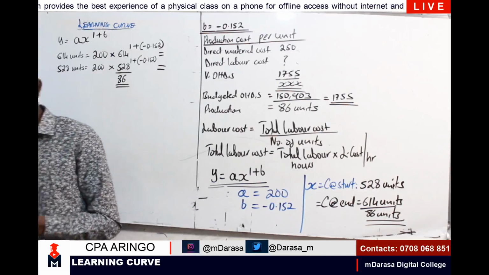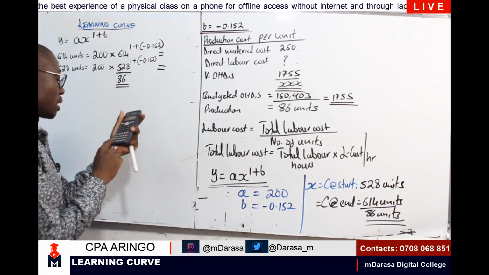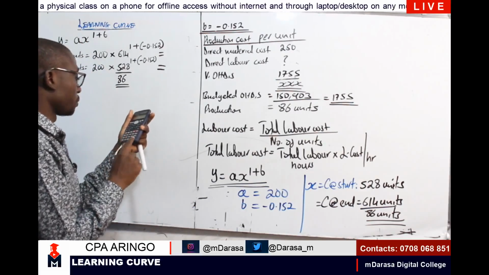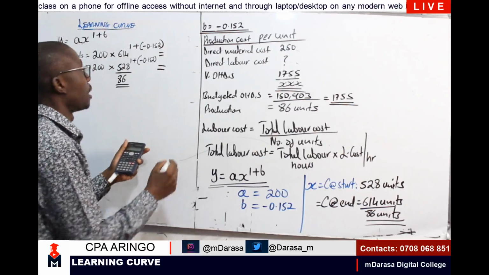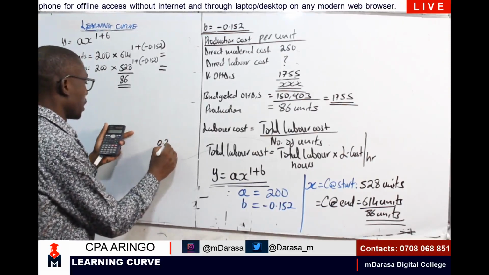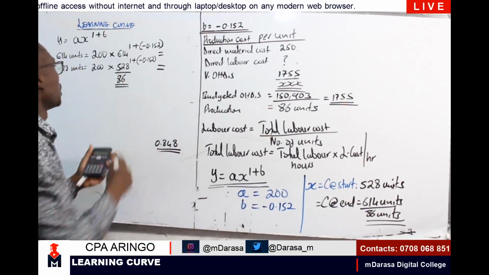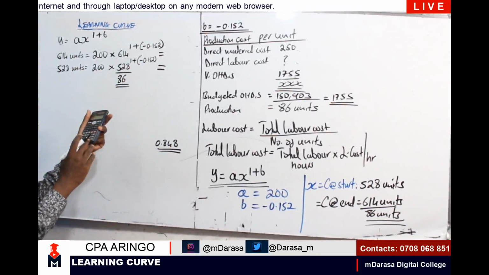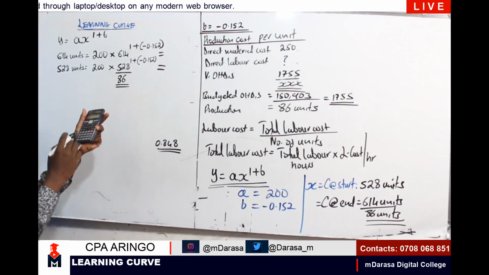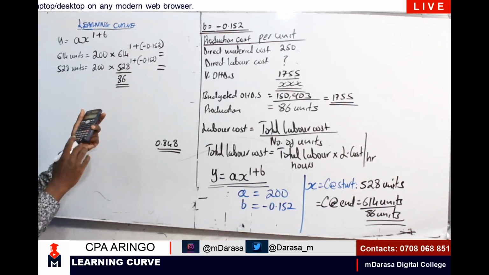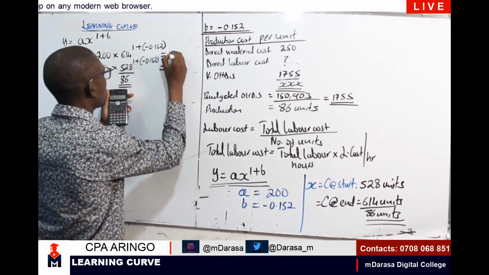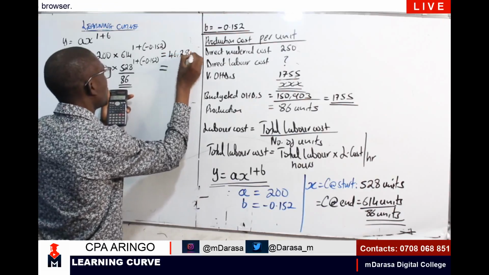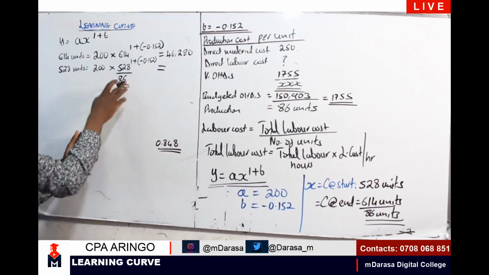So therefore, the first case, I'm going to start with 1 plus minus 0.152. This should give me, I'm writing it somewhere, 0.848. I know the same case will apply with the other one. So I'm talking of 614 raised to power answer times 200. I'm getting 46,280. What about the other one?